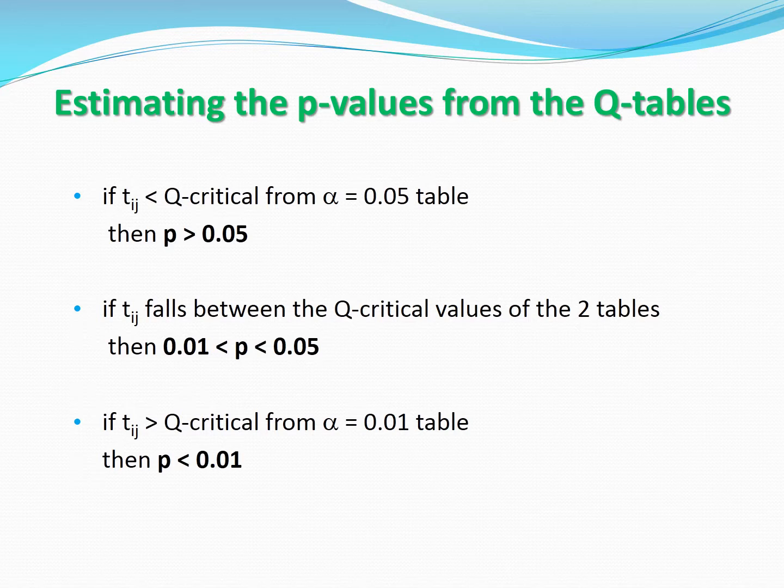We can estimate our p-values from the Q tables as follows. If the test statistic that you calculate is less than a Q critical value from the 0.05 Q table, it means that your p-value will be greater than 0.05. So the null hypothesis will not be rejected. But if your test statistic falls between the two Q critical values from the two tables, then it means that your p-value will be between 0.01 and 0.05. So you can reject the null hypothesis at a 5% significance level, but not at a 1% significance level. Or if your test statistic is more than a Q critical value from the 0.01 Q table, it means that your p-value will be less than 0.01. So your null hypothesis can be rejected.